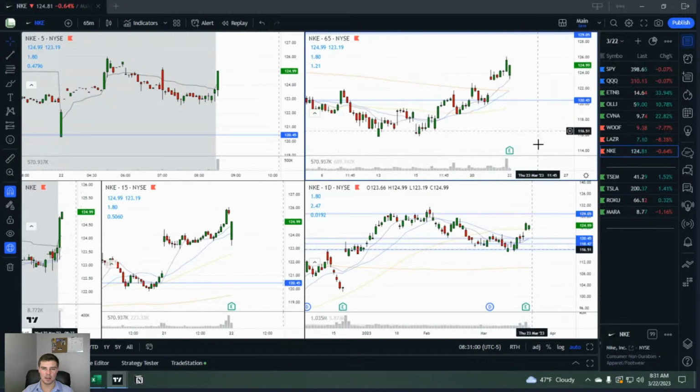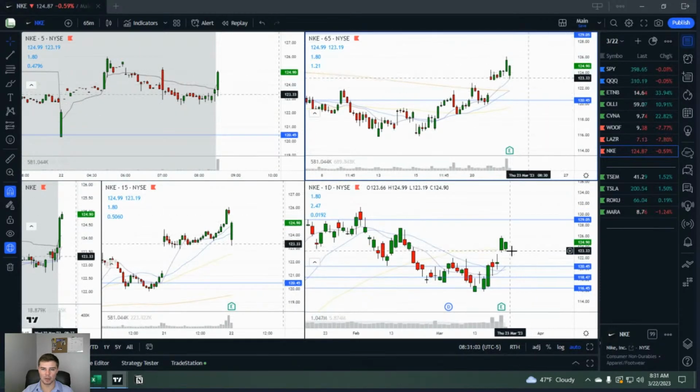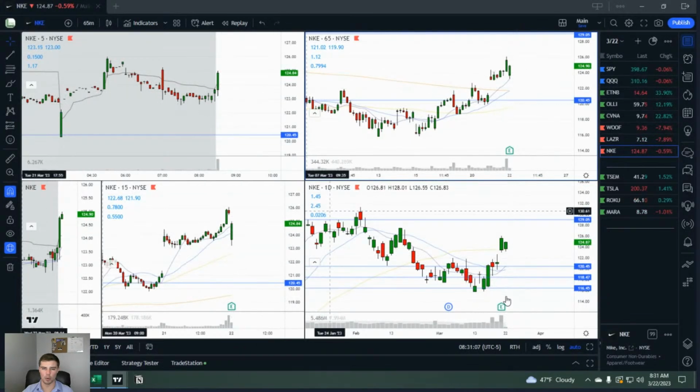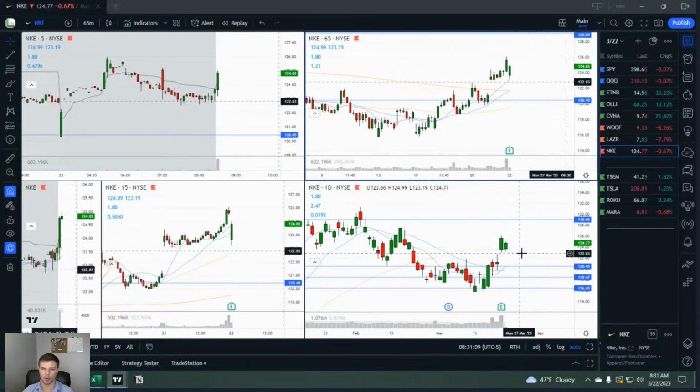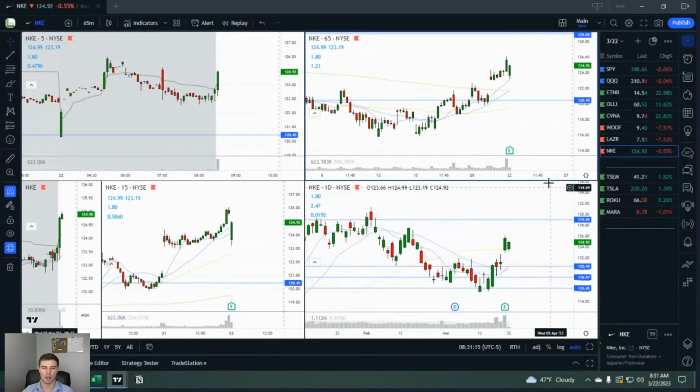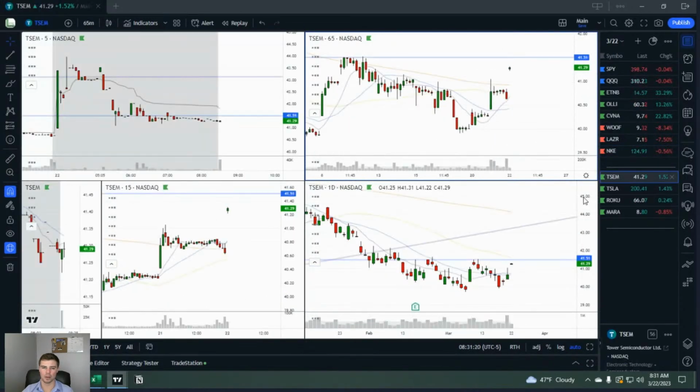Next up is Nike. This one was gapping under the green bar. Now it's gapping not as good, honestly. It's already moving up quite a bit. Didn't quite open under that green bar, so buyers did step up a little bit. So Nike might be a little bit tough to take right here, guys. I guess keep an eye on it. Not a huge fan of that, though.